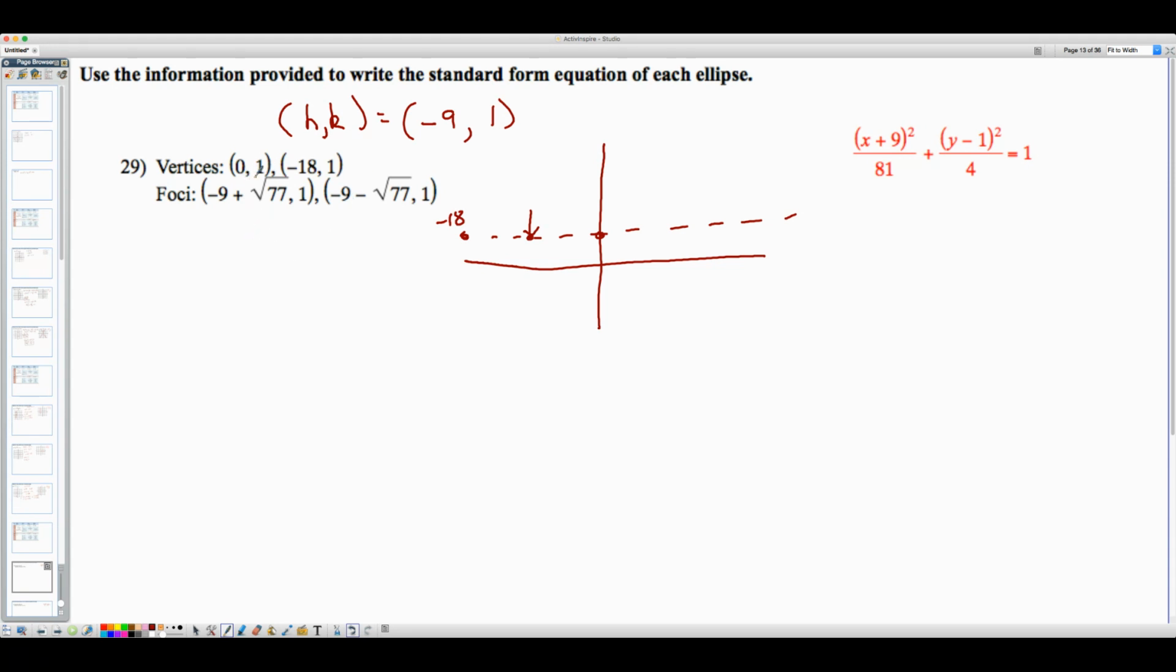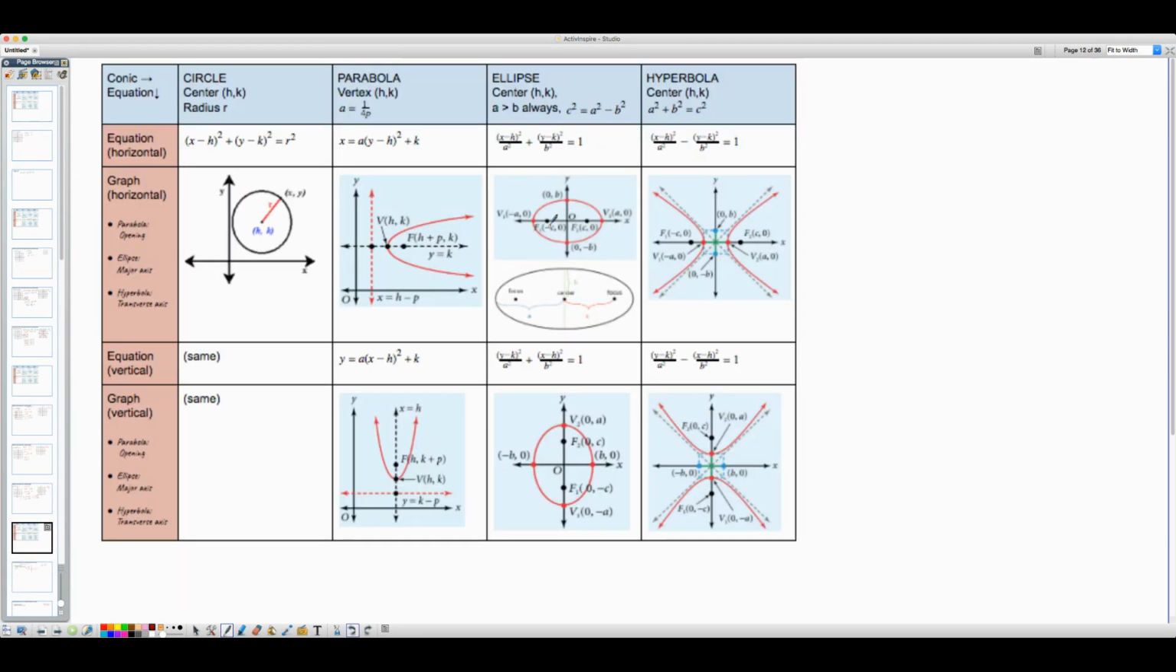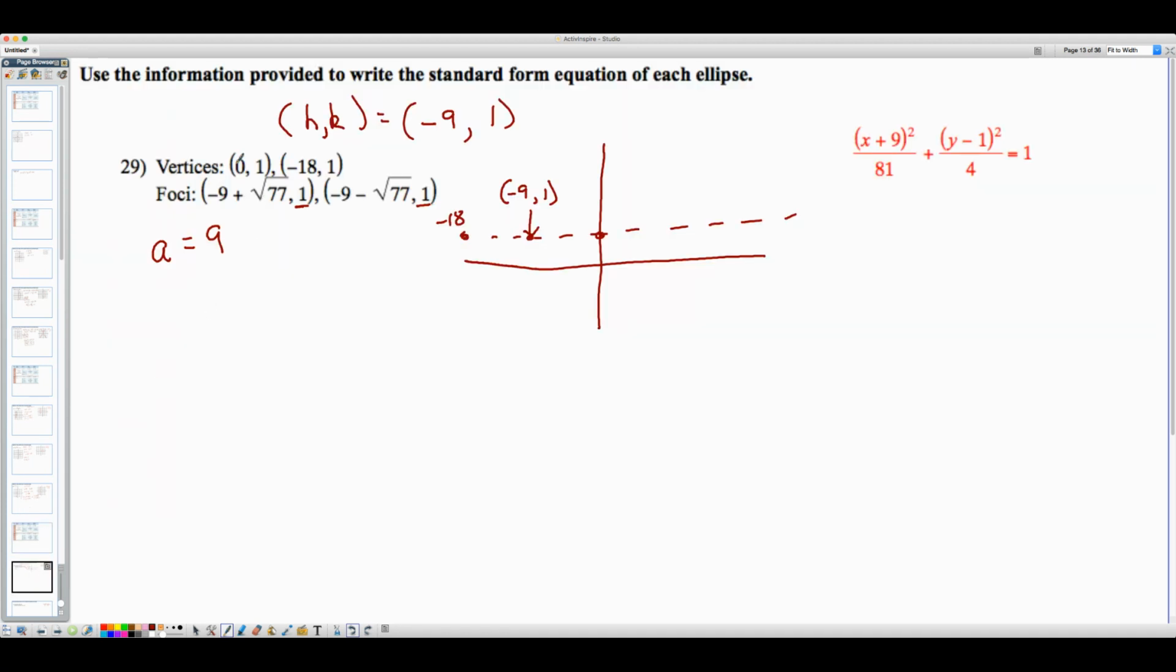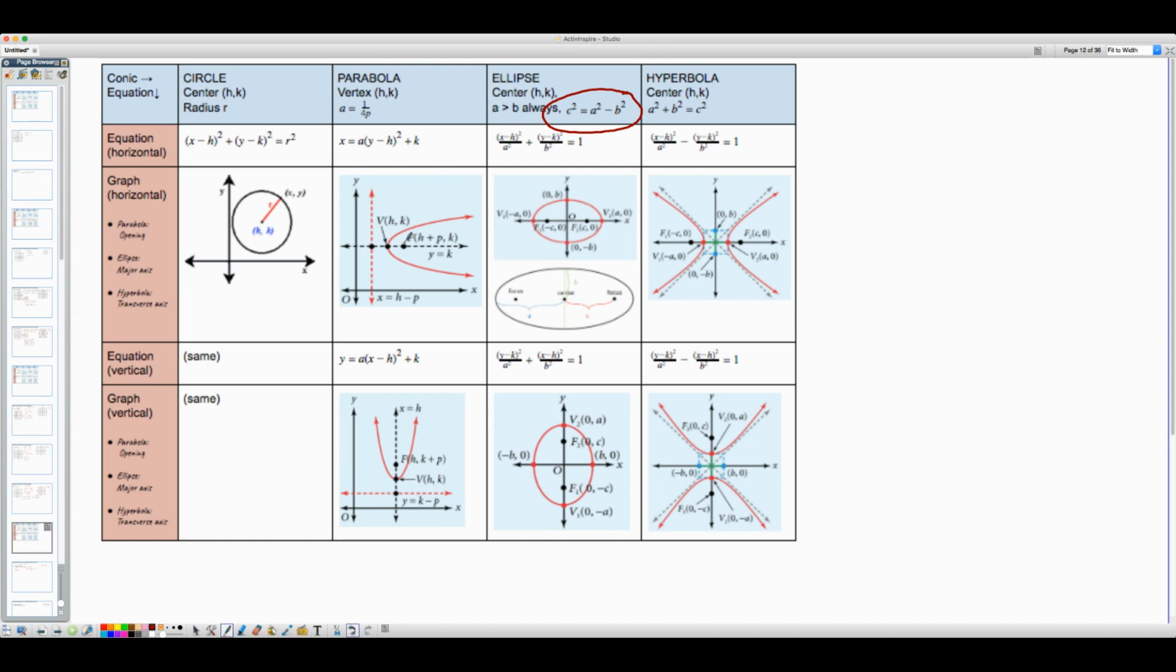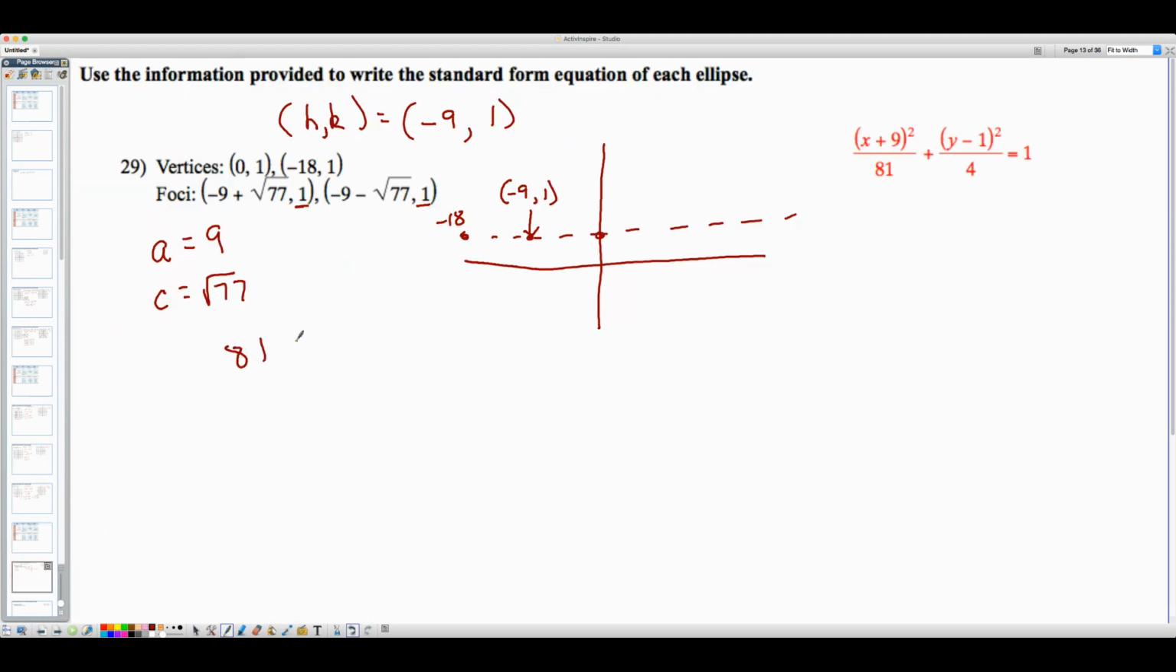And for the vertex, here we have a 1 and a 1 constant. So if I'm at (-9, 1) as my center, this means the a value is going to equal going from -9 to 0, which would be 9, or it could be a minus 9. -9 minus 9 would be -18. My c value is for the focus, and I'm starting at -9. I have to go plus or minus the square root of 77. And we know that in an ellipse, the formula is c squared is equal to a squared minus b squared. So I have 81 minus 77 is equal to my b squared value. b squared is equal to 4, and b is equal to 2.